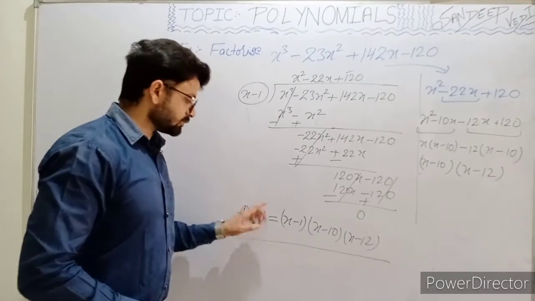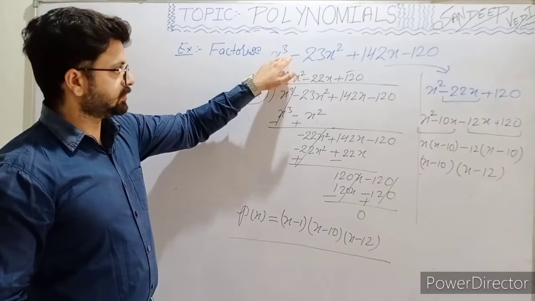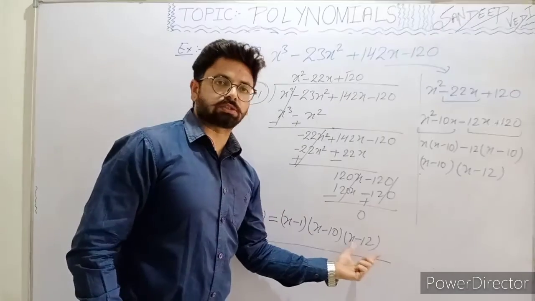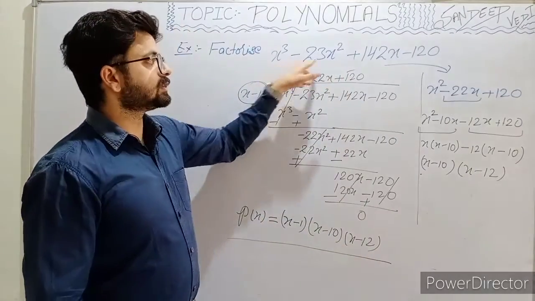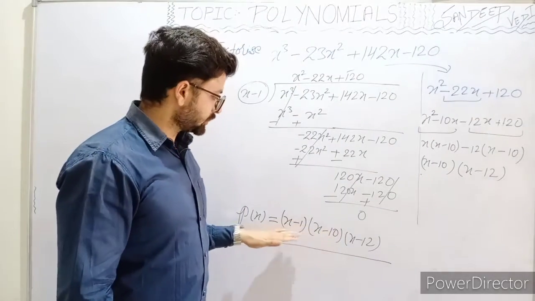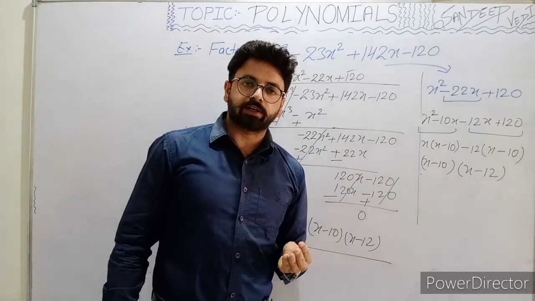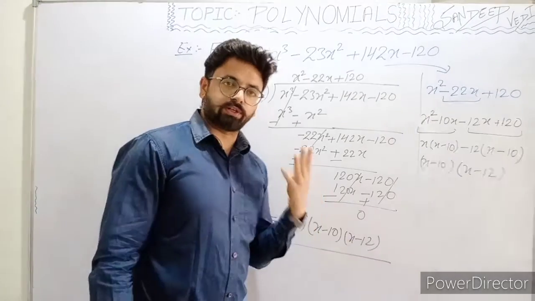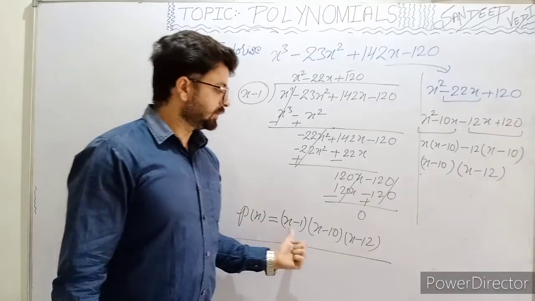This is what p(x), our cubic polynomial, is. This cubic polynomial we can write like this also. If you multiply all these three factors, again we will get this cubic polynomial. So guys, in a quadratic polynomial we will get two factors, in cubic 3, and in biquadratic 4. In that way we will get.